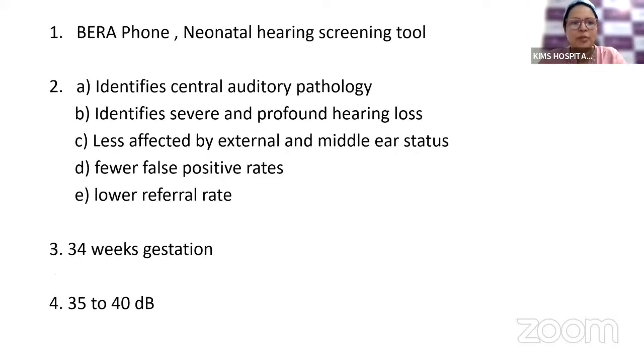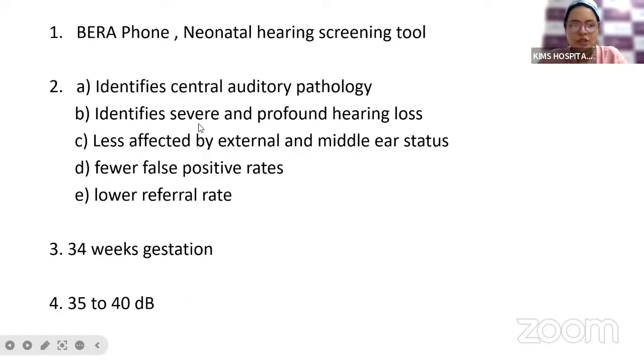So this is a BERA machine or a BERA phone. This is a neonatal hearing screening tool, as you all know. The other tool that we often use is OAE or otoacoustic emissions. But BERA has some important advantages in the form of being able to identify retrocochlear pathologies or central auditory pathologies. It can identify severe and profound hearing loss, and it is less affected by external and middle ear conditions like otitis media or serous otitis media, fluid in the middle ear, wax, etc. It also has lower false positive rates and a lower rate of referral.